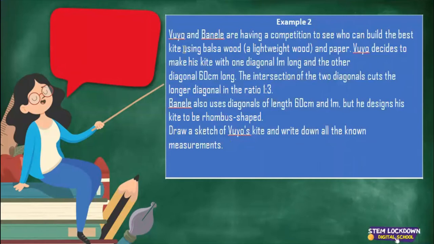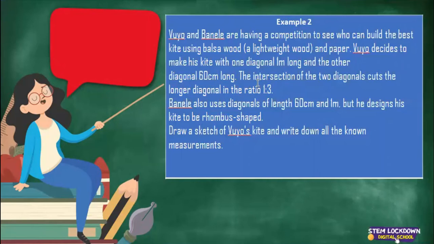Okay, let's look at it again. Buyo and Bannerless are having a competition to see who can build the best kite using balsa wood, which is a light wood, and paper. Buyo decides to make his kite with one diagonal 1 meter. So the first diagonal is 1 meter and the other diagonal will be 60 centimeters. That means the longer diagonal. Remember, in the kite, we have two diagonals, a longer one and a shorter one.